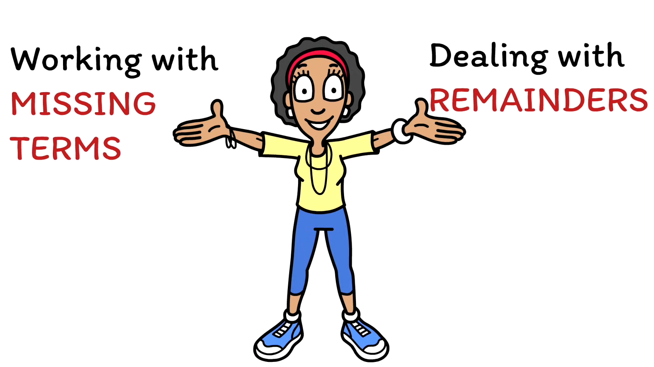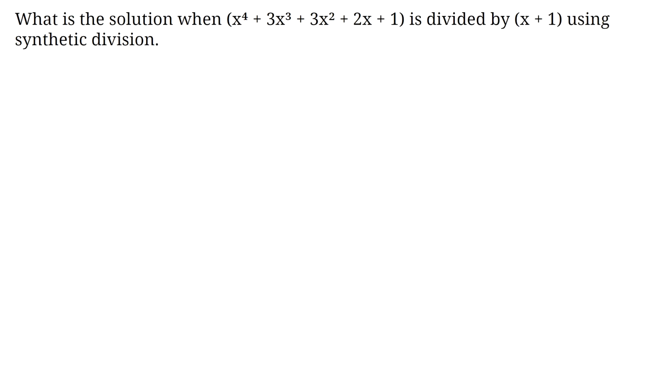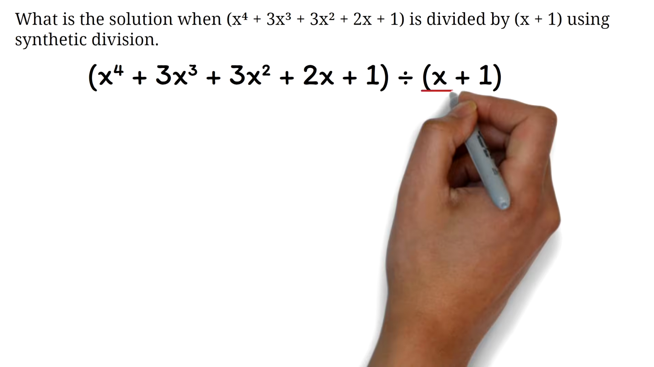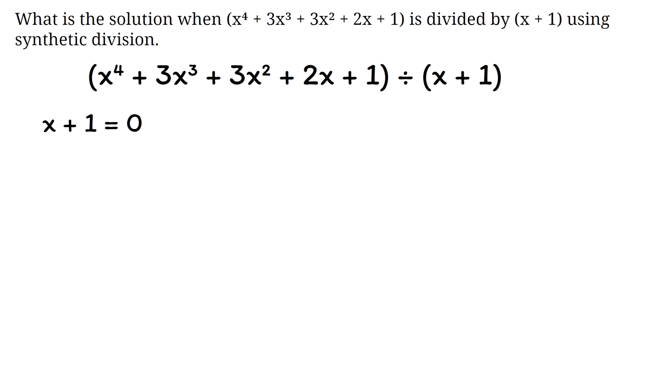Let's do another example. What is the solution when the polynomial x to the 4th plus 3x cubed plus 3x squared plus 2x plus 1 is divided by the polynomial x plus 1 using synthetic division? To solve this, we first equate the divisor polynomial, x plus 1, to 0. Then solving for x, we subtract 1 from both sides. So x equals minus 1.